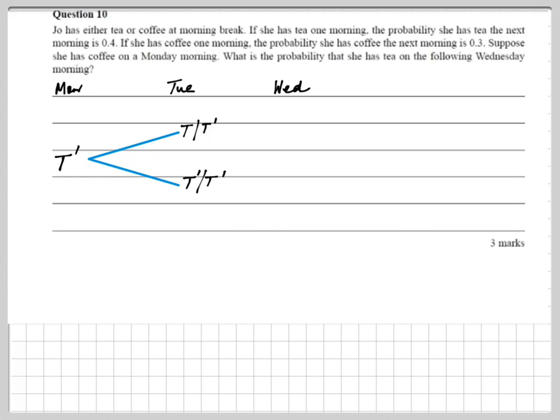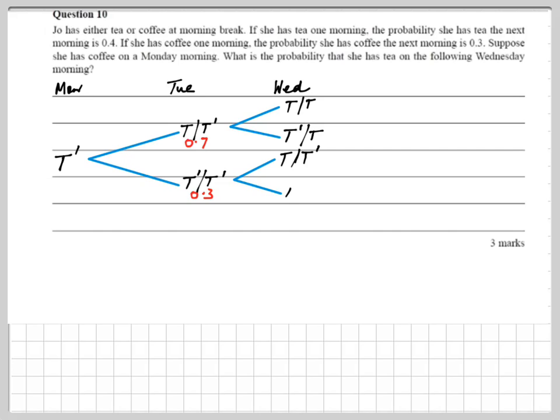Right, that's Tuesday, and now we're putting the numbers in. That's a 0.3, wasn't it? Yeah, what was it saying? If she has coffee one morning, the probability that she has coffee the next morning is 0.3. So that's not tea given not tea. That's all right. So therefore the one above must be 0.7 because they have to add up to 1, don't they? Let's do the next bit now.